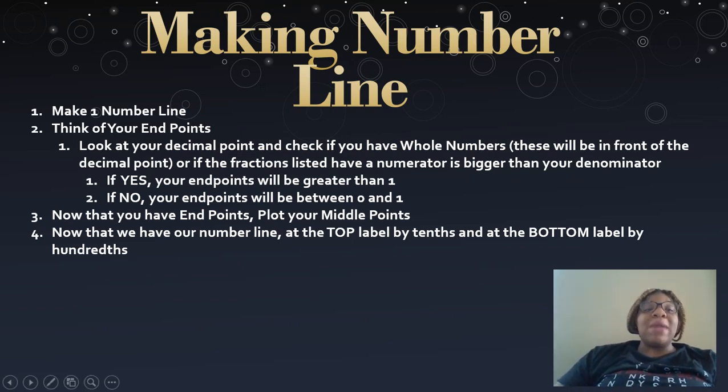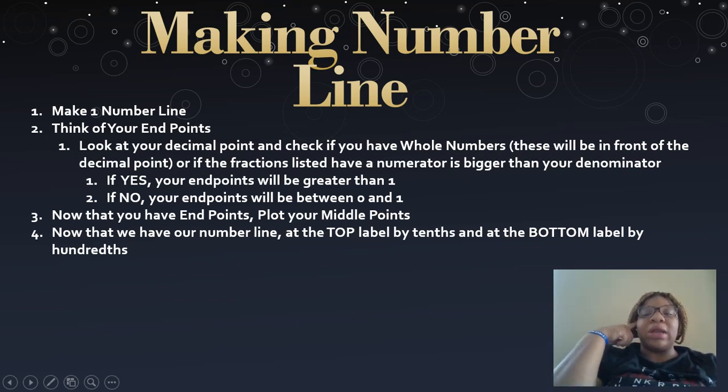First, we're going to make one number line. How many number lines are we going to make? One. Good. We're going to think about our endpoints. This is similar to when we are comparing fractions and we have to make our number lines. Think back to when we're thinking about equivalent fractions or comparing fractions with number lines.